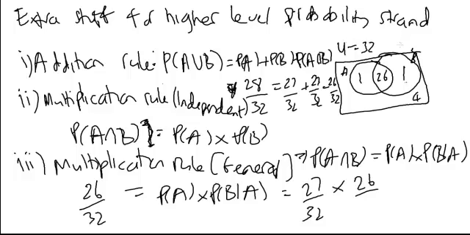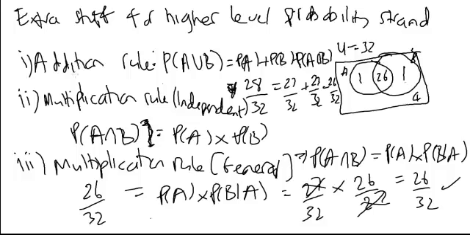And now if I multiply these, the two 27s cancel, and I get the same answer. So we can see that in this case, the multiplication rule works, or we can see how it works.